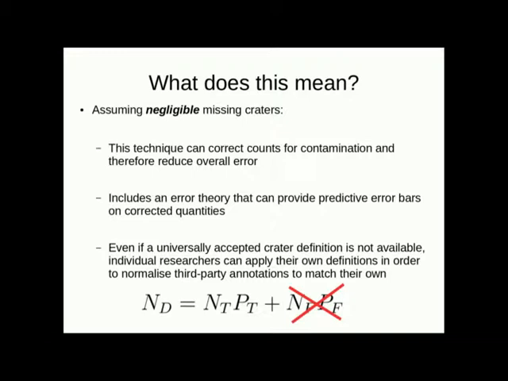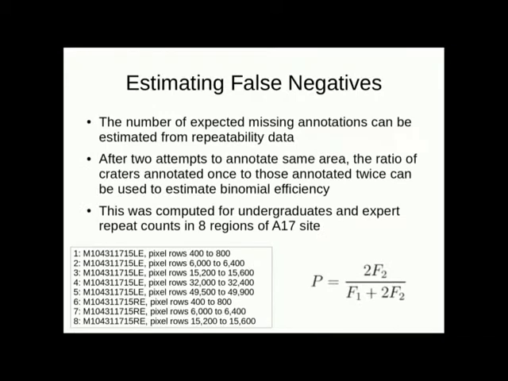So in terms of the original error model, the original crater counting model on one of the early slides, what we've essentially done is we've removed the NFPF terms, leaving only the NT-PT terms. Now the PT term, if that is not 100%, we still have the problem of estimating the number of missing craters, and that's what we'll take a look at next.